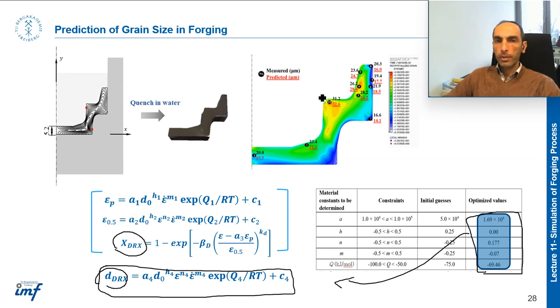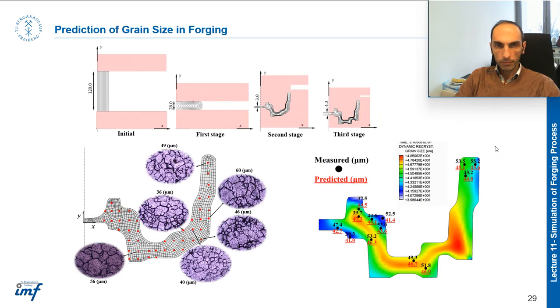Okay, the black ones are the measured values, the red ones are the predicted, and this shows that the predictions are in good agreement with the experiment. And this is another example of prediction of grain size at different sample points in a 3-stage forging process.